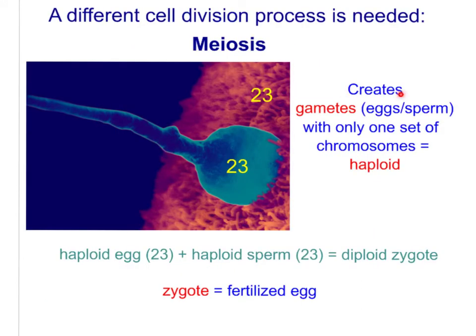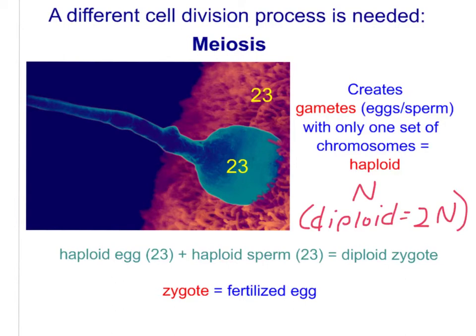Meiosis creates the gametes, the eggs and the sperm, with only one set of chromosomes, half of what the diploid cells have. We call those haploid, okay? The egg and the sperm each have half the number of chromosomes as the rest of your body does, and we call those haploid. Just an abbreviation, haploid is N. Remember, diploid was 2N. That's the rest of the cells in your body, okay?